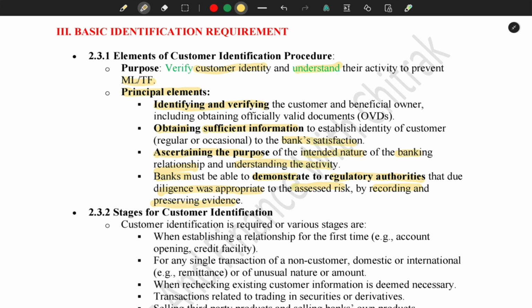So, the regulatory authorities like RBI or NABARD may sometimes ask the banks to provide the details of a customer. Then, we should be able to provide them the KYCs or CDDs. We need to justify that the bank was satisfied with the due diligence.